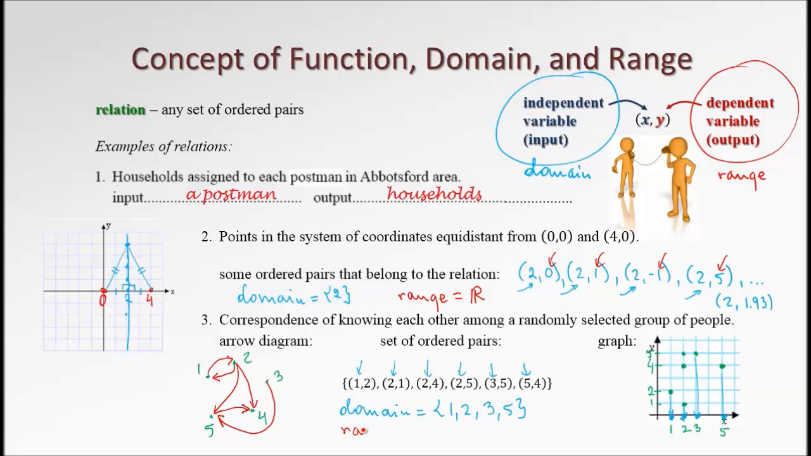Okay, let's see the range. Range, again, is the set of all possible values. So in this case, those are the y values, all possible y values. Let's list them. It will be 1 and 2 and 4 and 5. Now, in the system of coordinates, to see the range, we also project all those points, but onto the y-axis. And we look at the shadow on the y-axis. So it will be this point, that one, and that one. Yes, again, 1, 2, 4, and 5.